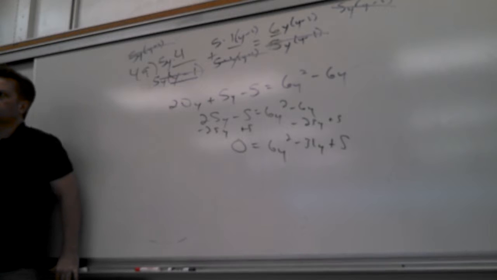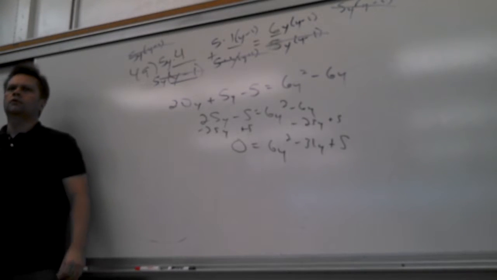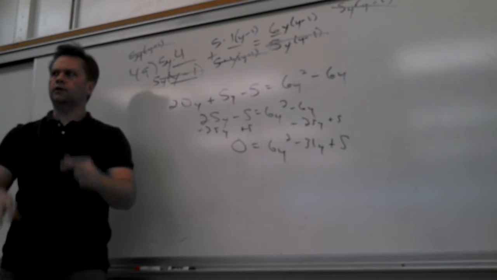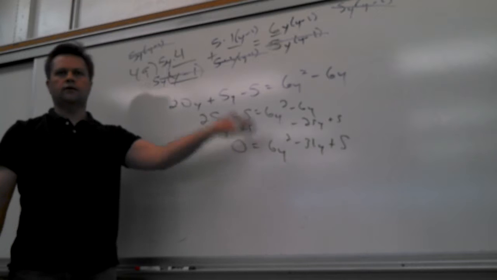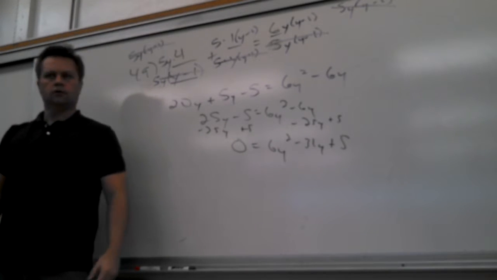Let me stop there for a second. Why did I move things that way? That's a negative. Yeah, I want my first term to be positive. It makes factoring easier. Math doesn't care which side the 0 is on. It's just 0, so that is 0. Who cares which way you write it?